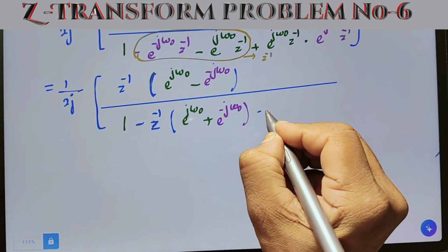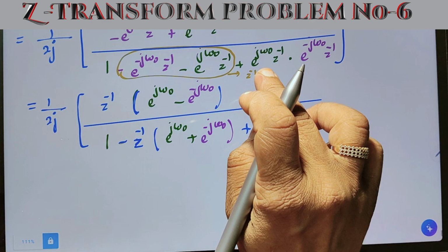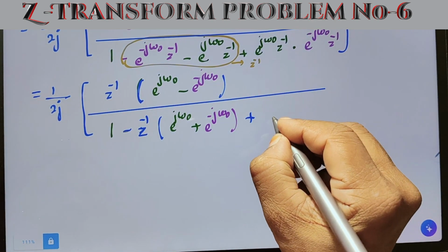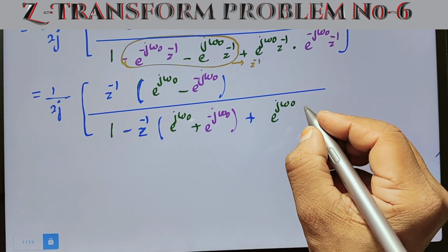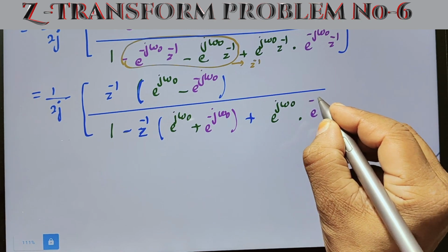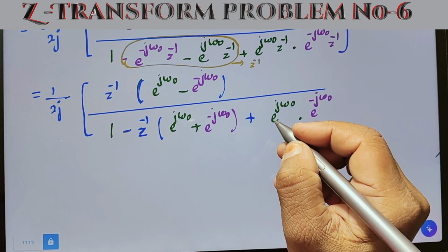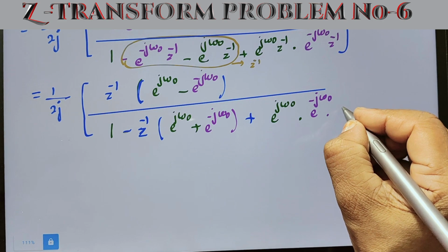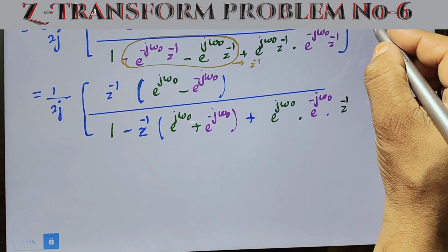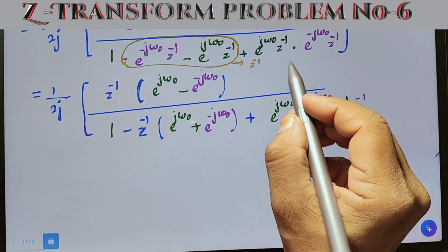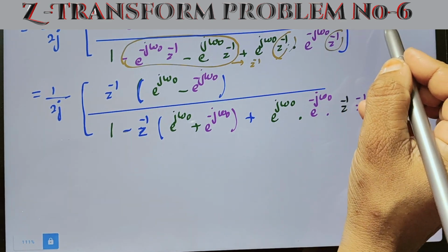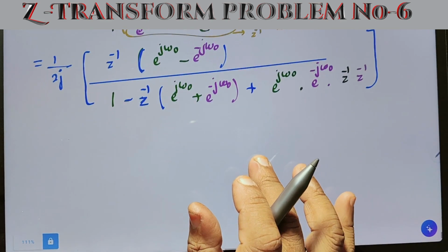Then write the remaining term plus, here e power j omega naught and e power minus j omega naught. So likewise write e power j omega naught dot, and write the second term e power minus j omega naught. Next, z inverse, both the z inverse, likewise the second term z inverse. Next, close the bracket, simplify the term.